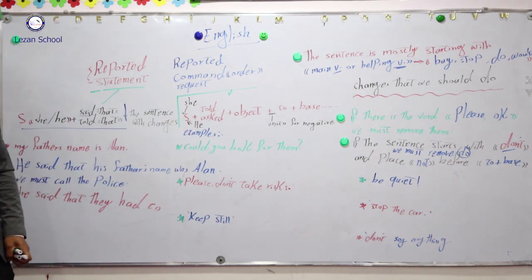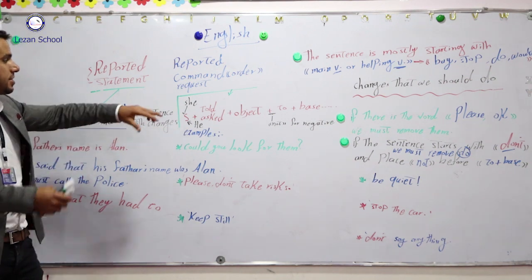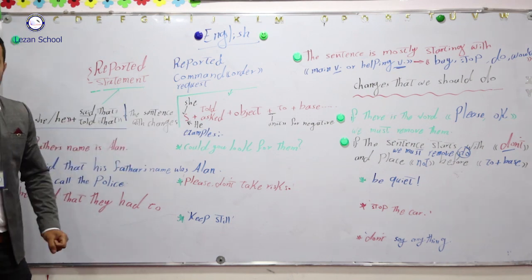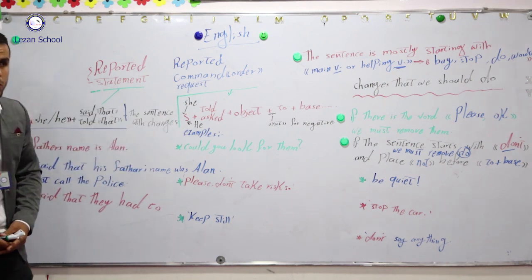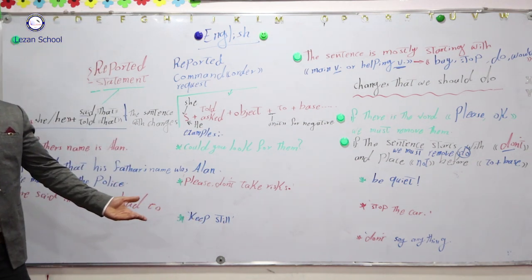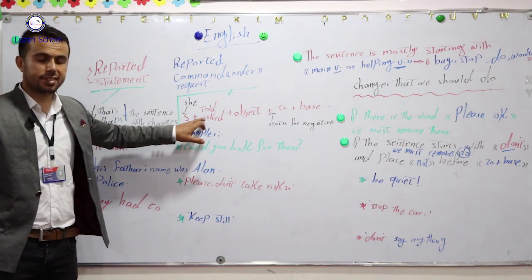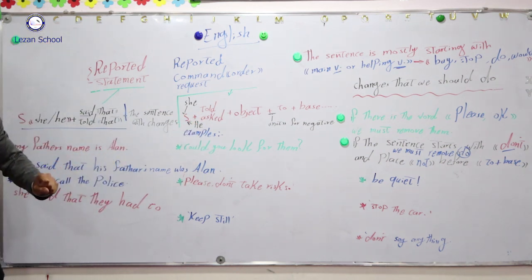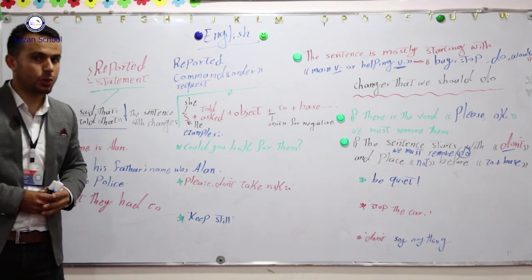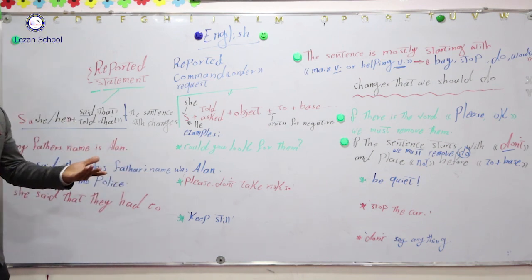Here is a difference. If the sentence is a request, could you take me a glass of water? Could you? It's a request. We have to use what? Asked. He asked me to take a glass of water. We have to use asked because it's a request.